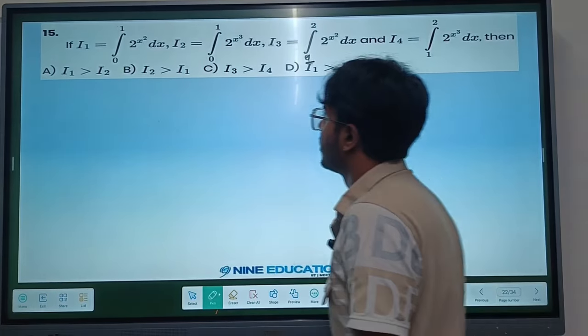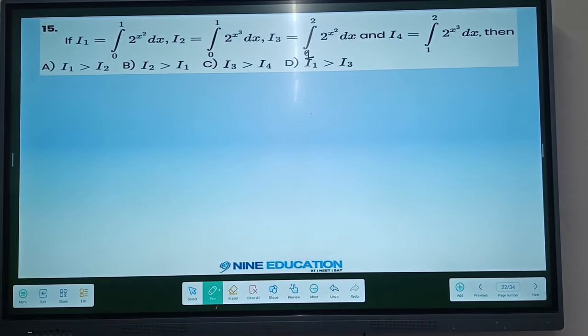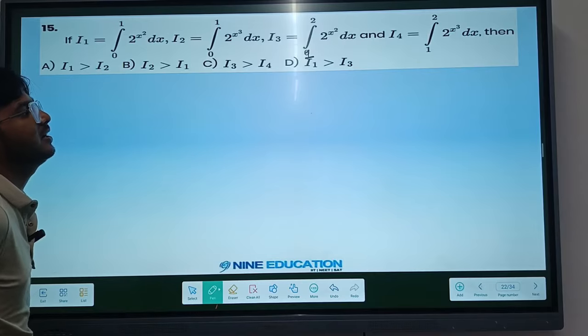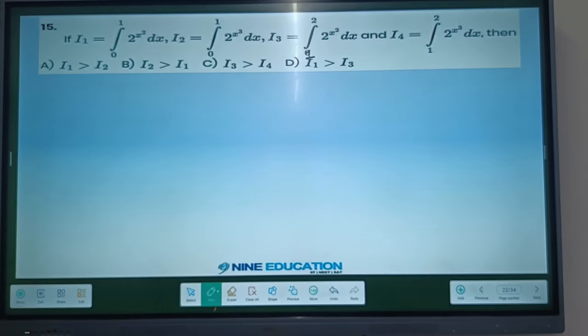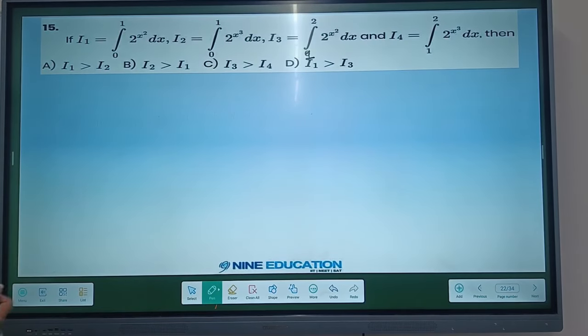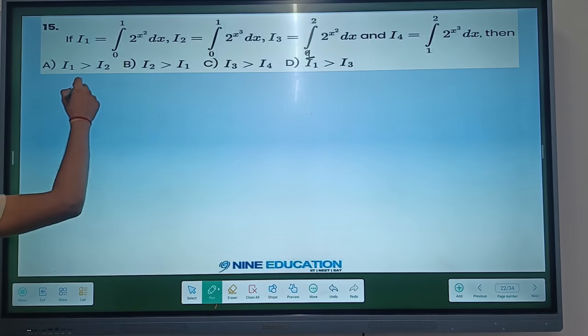Alright, question number 15. We are given 4 definite integral values, I1, I2, I3 and I4. We don't need to find the value of these definite integrals, we just need to find the relation between them. So first let's see I1, I2 and I3, I4, that will be simpler to find.